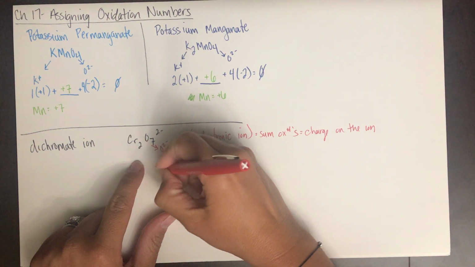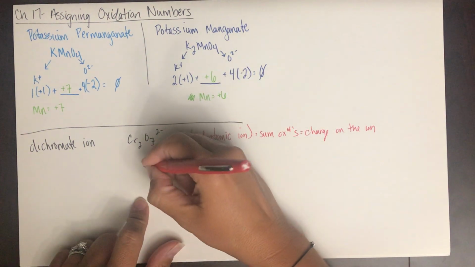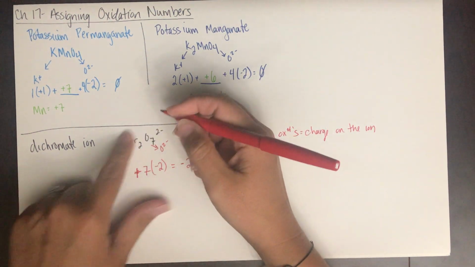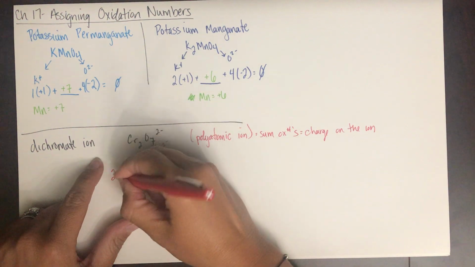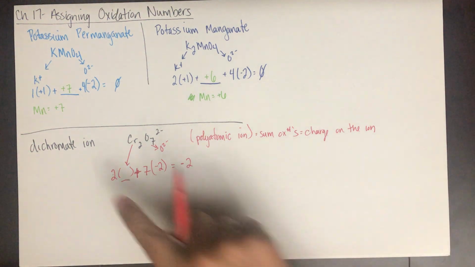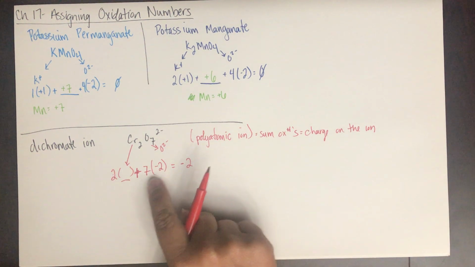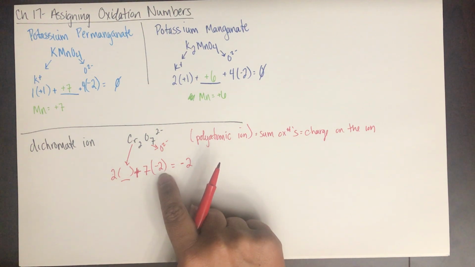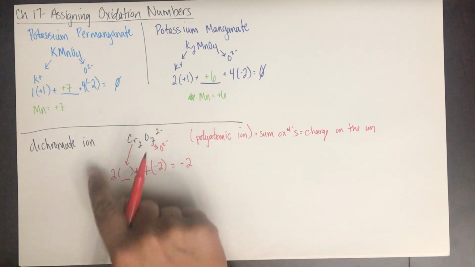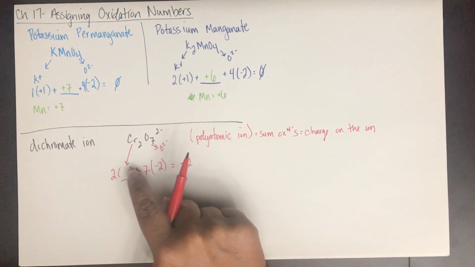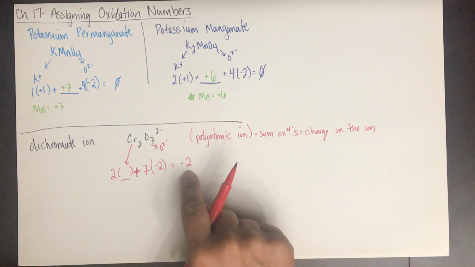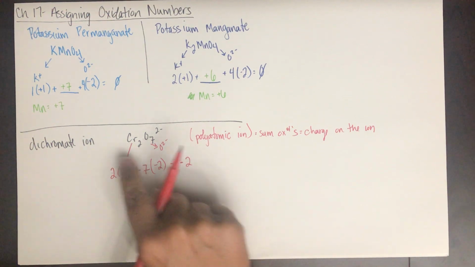So that means I have -2, and I have 7 of them. So 7 times -2, plus 2 times whatever the charge of chromium is. So 2 times something plus -14, since 7 times -2 is -14, equals -2. So that means this term right here must be 12, because 12 plus -14 is -2.